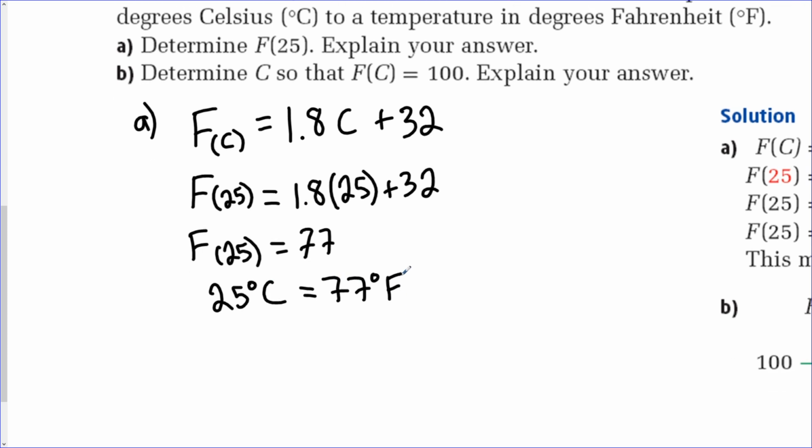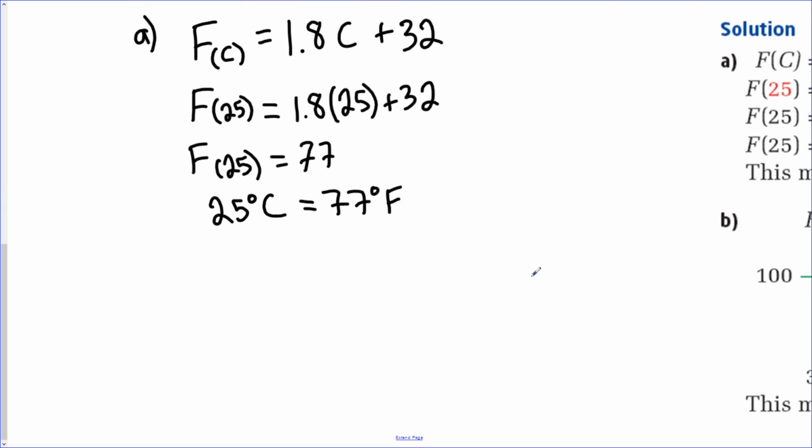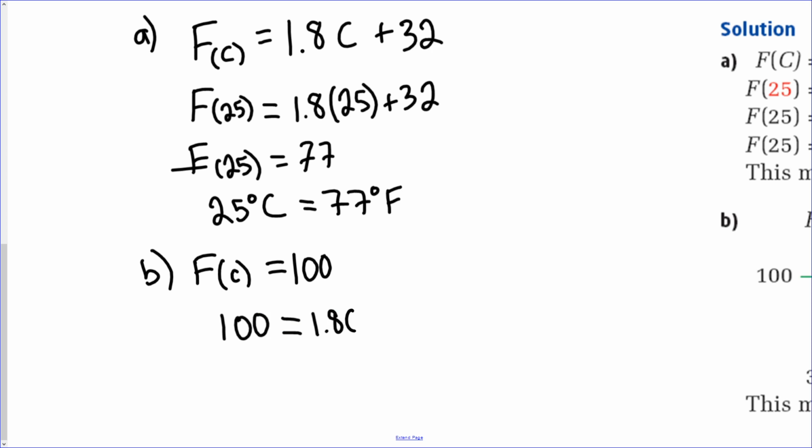For b now, it says determine c so that f of c is equal to 100. Explain your answer. So once again, I'm not going to rewrite the equation necessarily because we already just have it right up there. But for b, I need to know f at c when it's equal to 100. So I need to find out at what value of c are things equal to 100. When is 100 equal to 1.8c plus 32?